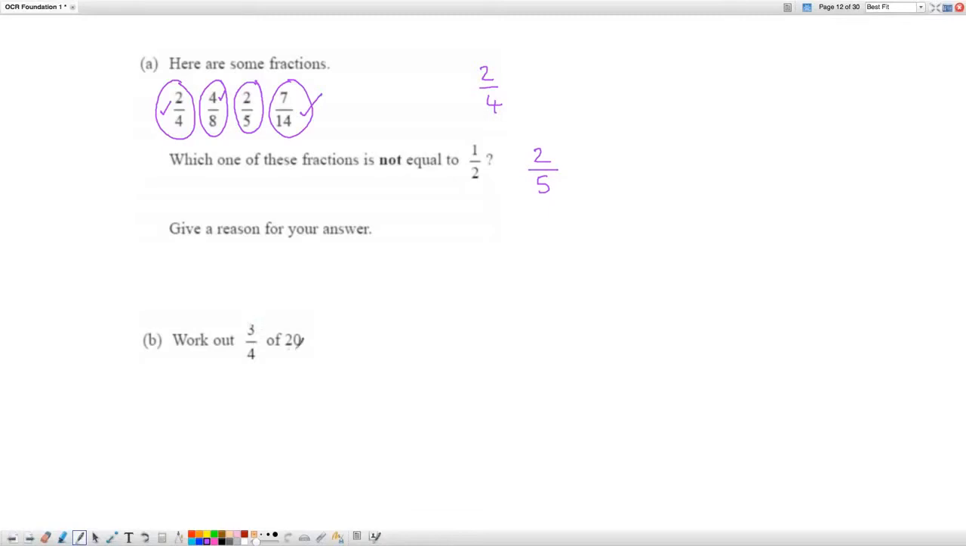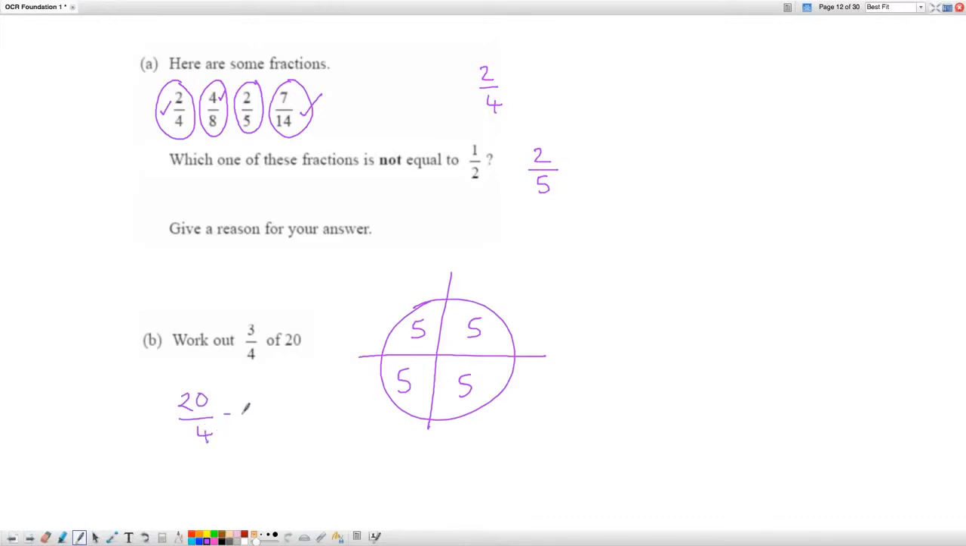Now I need to work out 3/4 of 20. You might want to think about 20 as a whole like this and cut it into quarters. So if we were to split 20 into 4 equal sections, we would have 5, 5, 5 and 5. 20 divided by 4 gives you 5. Now we want 3/4, so we want 1, 2, 3. 3 times our 5 to give us 15. 3/4 of 20 is 15.